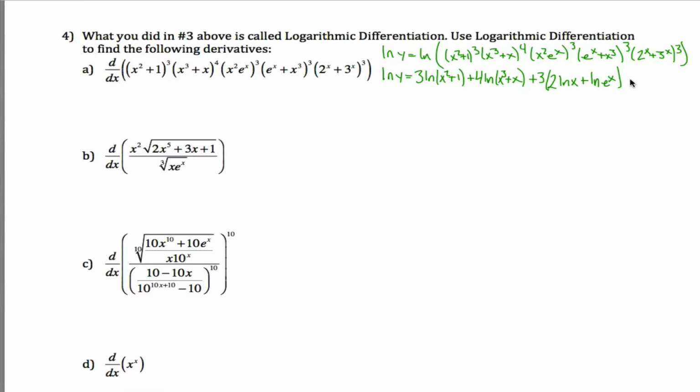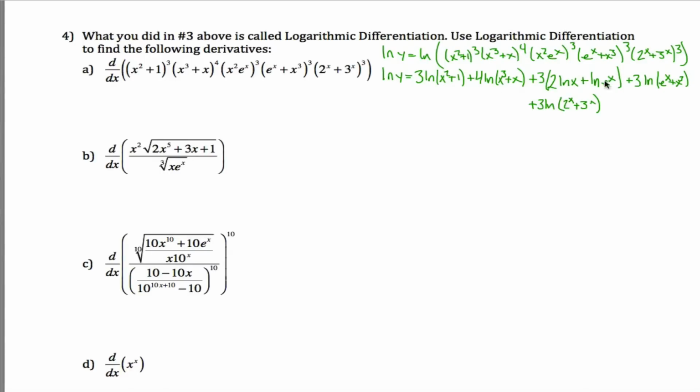And then plus 3, what am I on this term now? Times the natural log of e to the x plus x cubed. And I'm missing a few terms, so maybe I'll write those down here. I'm up to this term, so I got 3 times the natural log of 2 to the x plus 3 to the x. And I guess that's everything. Do I got all my terms? 1, 2, 3, 4, 5. 1, 2, 3, 4, 5.